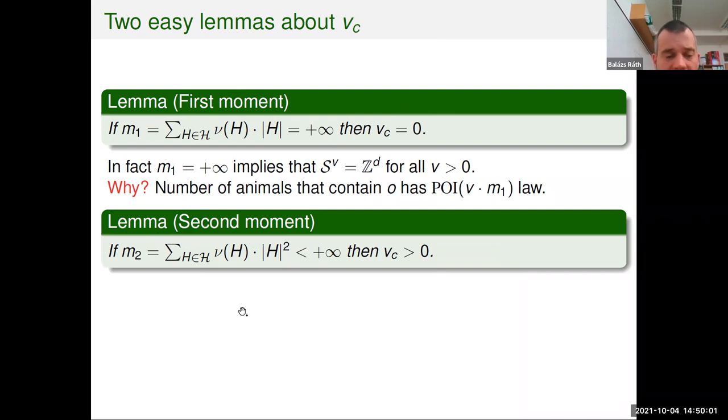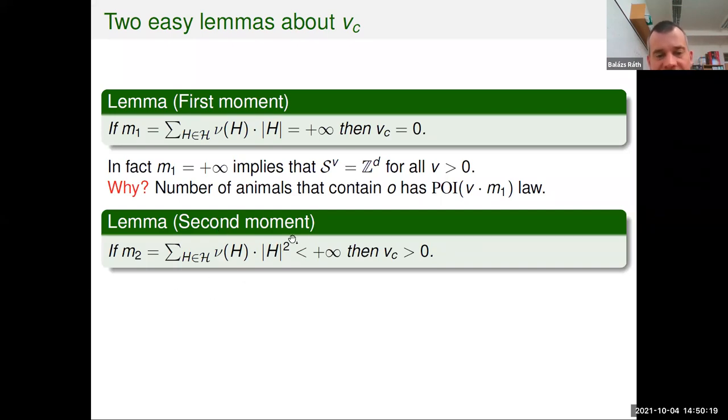And here's another lemma, which is a bit less easy, which involves the second moment. So now if you take this M2, which is the second moment of the size of an animal with distribution nu.